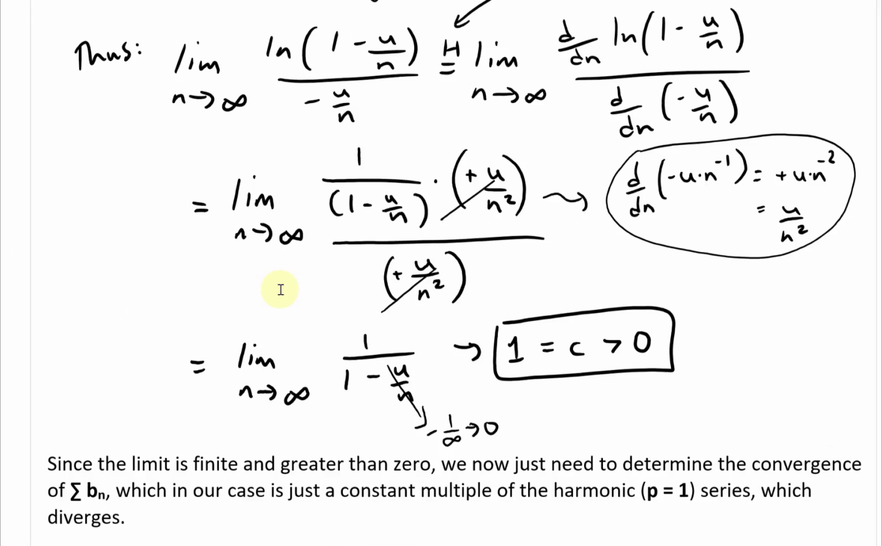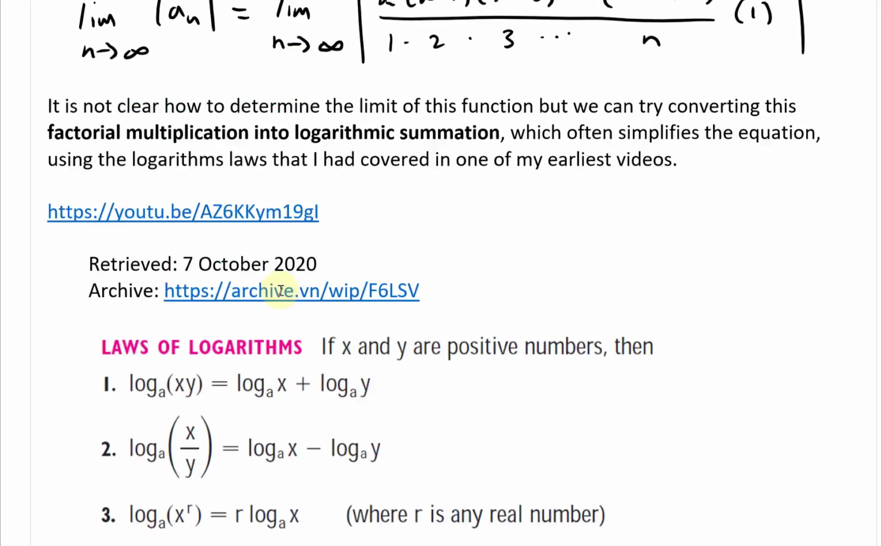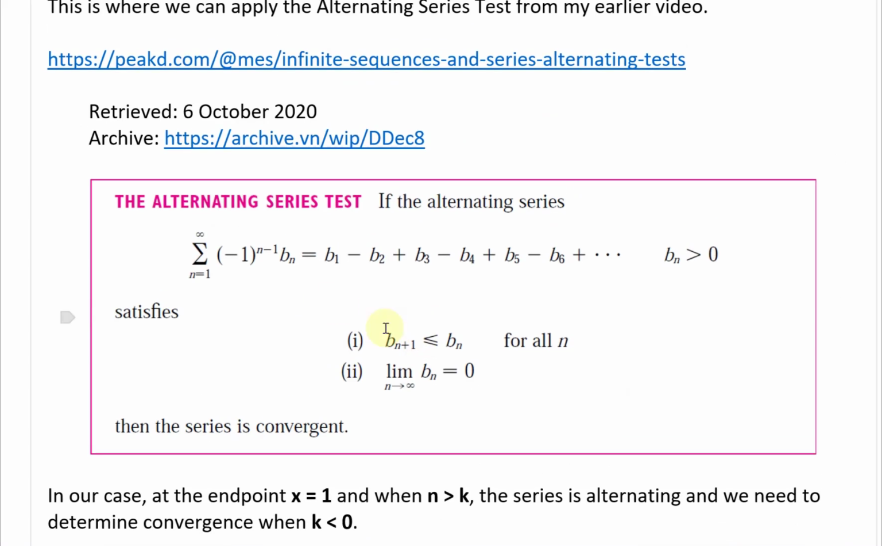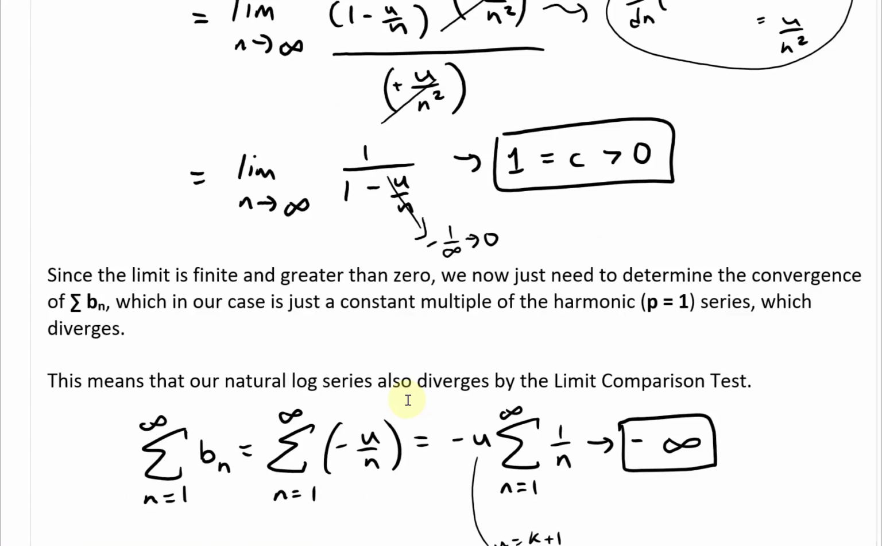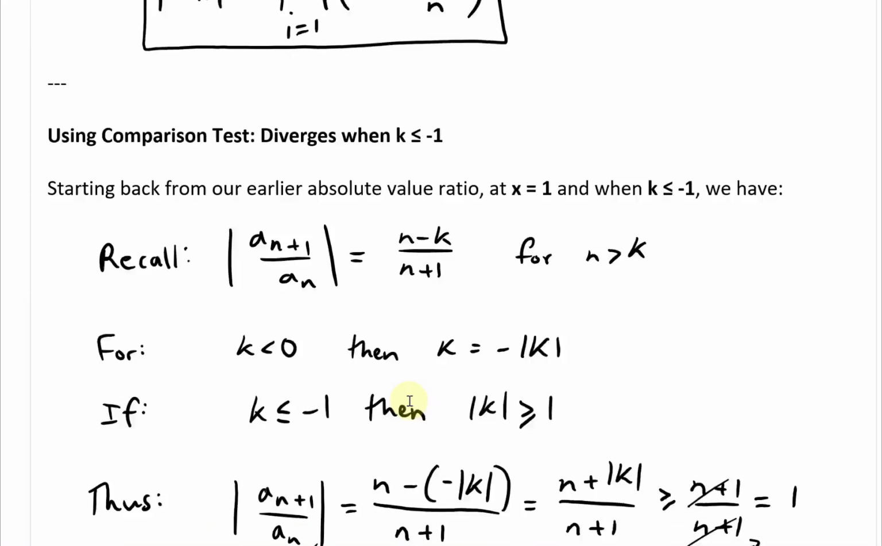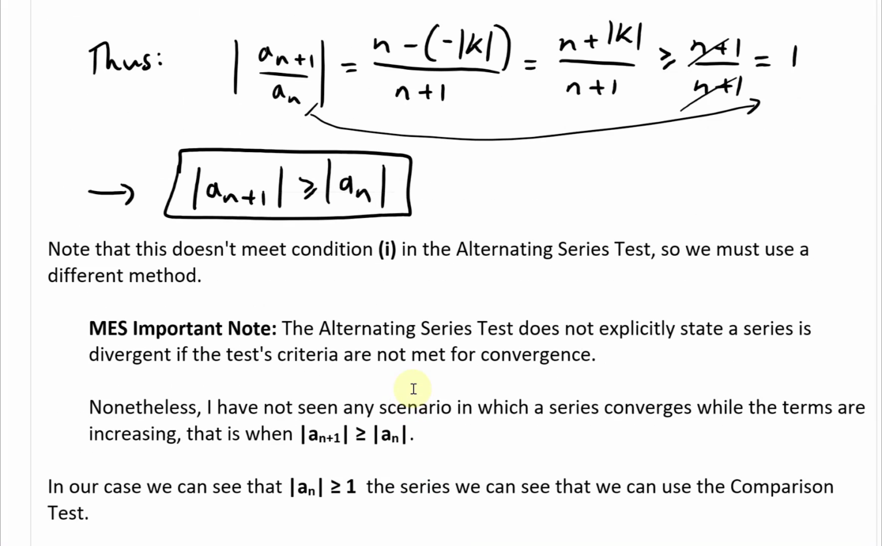If you scroll up over here, we expect it to diverge. Remember, this is for the alternating series test: if bn plus 1 is less than or equal to bn, and we have the limit going to 0, these are two conditions if the series is convergent. But it does not state that if it doesn't match these conditions, then it's divergent. Nonetheless, in this case, I've never seen any that wouldn't diverge.